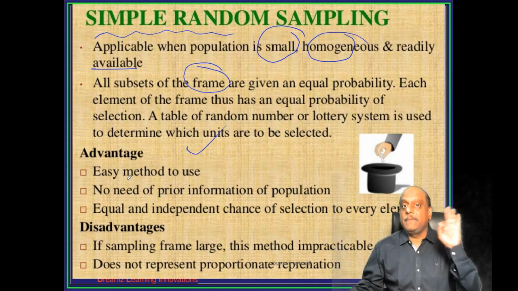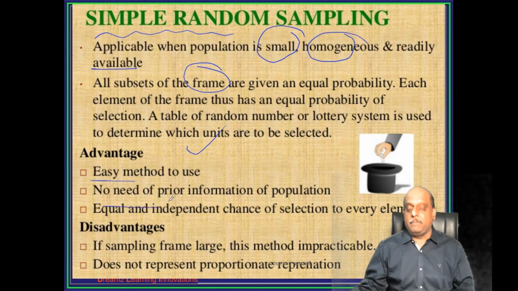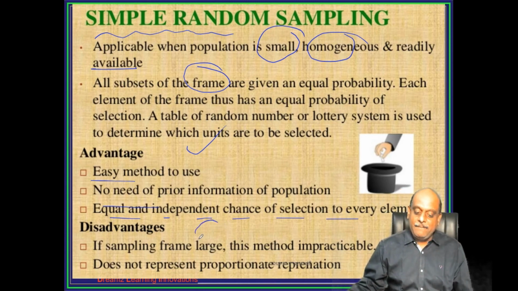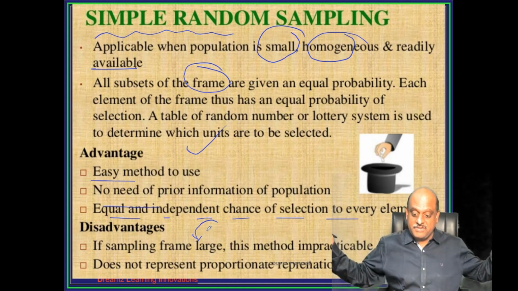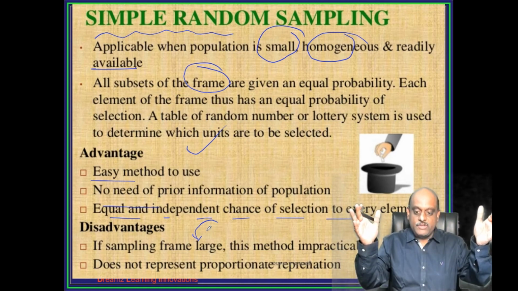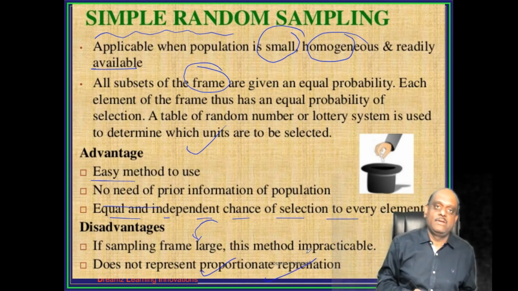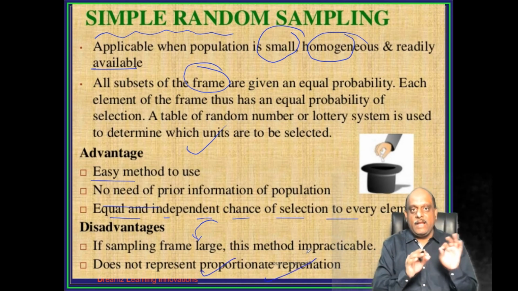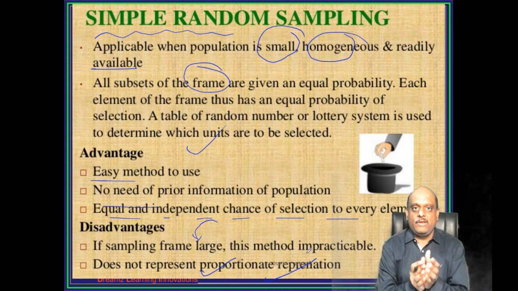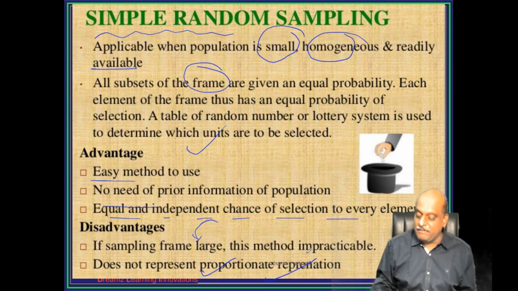Now, simple random sampling, easy method, no need of prior information about the population, equal and independent chance of selection of every element. But what are the disadvantages? If the sampling frame is very large, you can't do this lottery. Sampling frame should be small. And it does not represent the proportional representation. इसमें definitely 10 Hindus होना, 10 Muslims होना, 10 Christians होना, 10 Sikhs होना. Proportional representation you are not enforcing in that population. That is the point about simple random sampling, pros and cons.